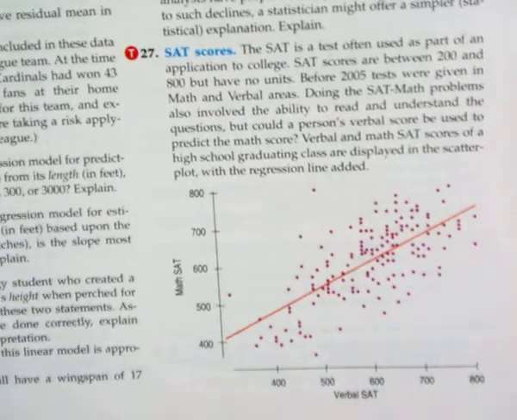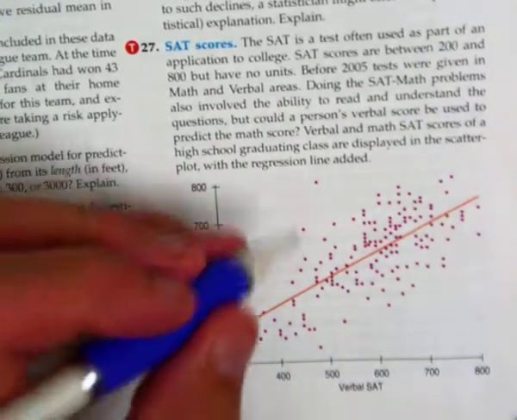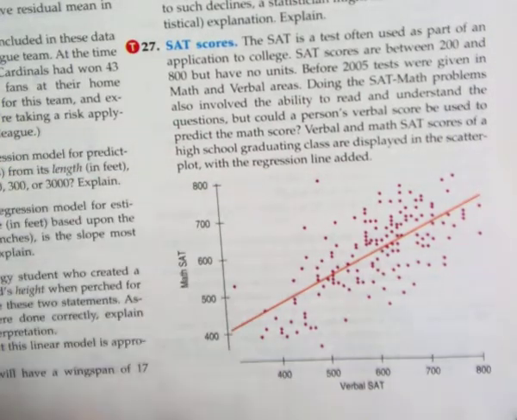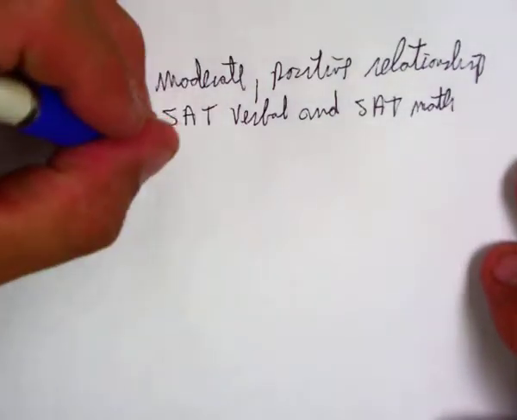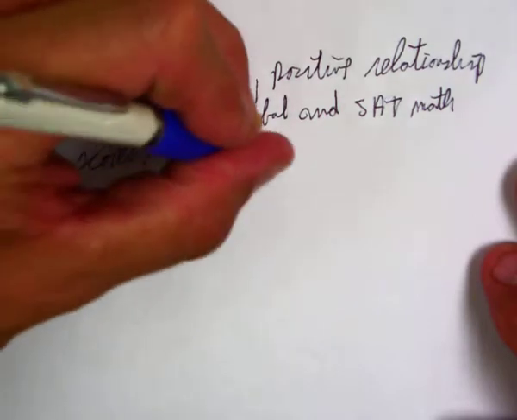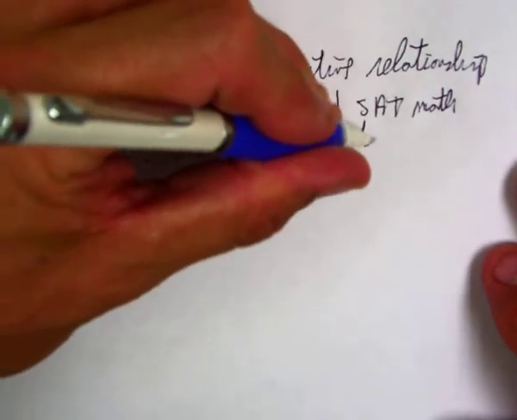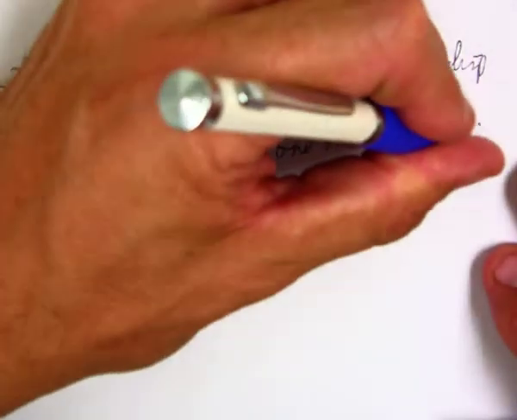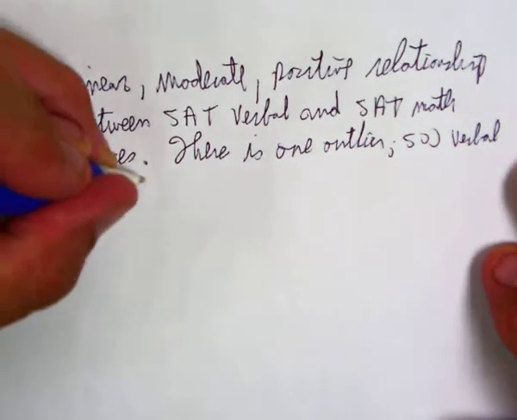Now, as far as an outlier goes, let's take a look at this. Let's see what we got here. Alright, so there is one outlier, I think. It's this guy right here. That person got like a 500 verbal and got like an 800 in math. So I'm going to list that down as my outlier. There is one outlier: 500 verbal and 800 math.